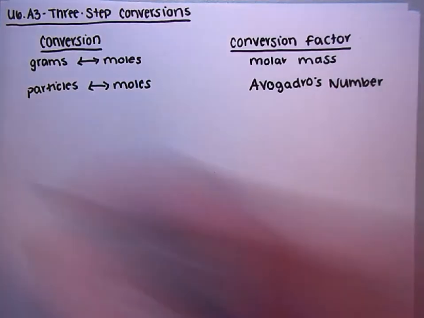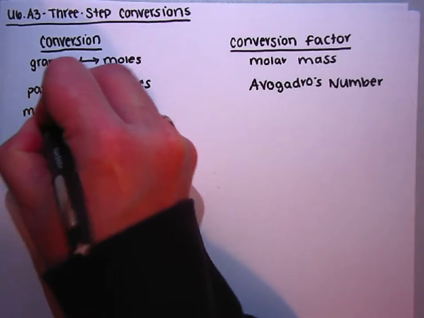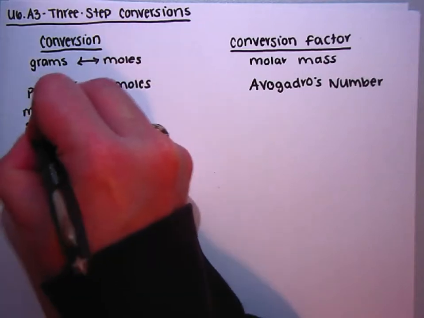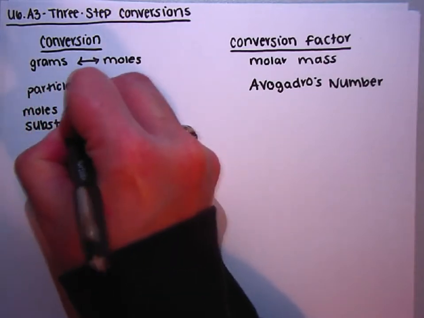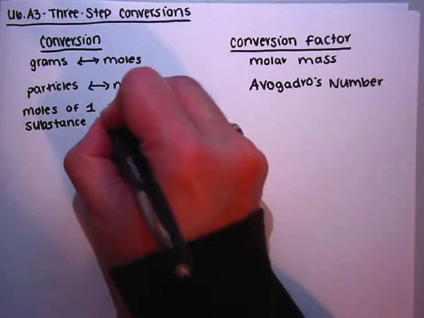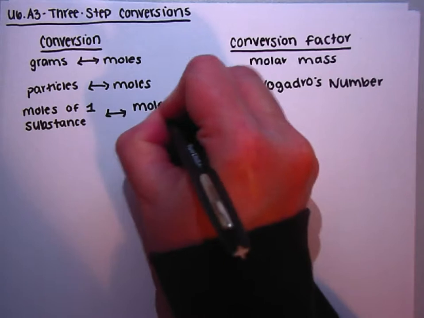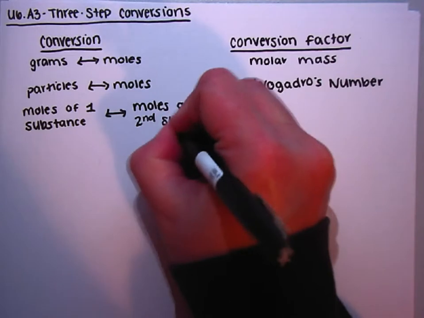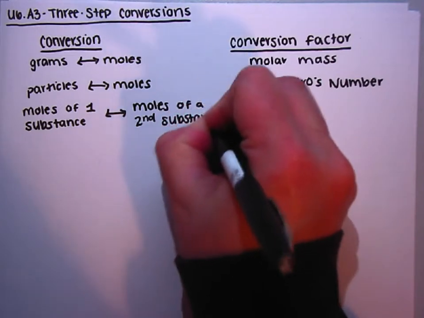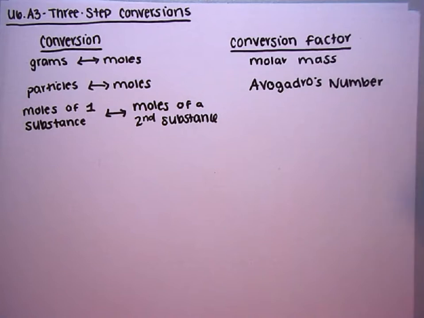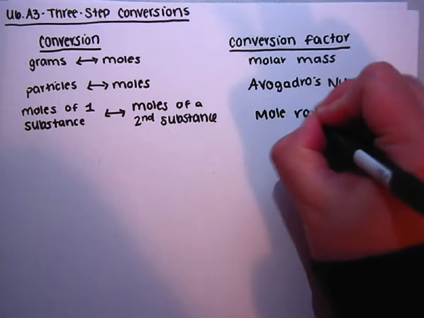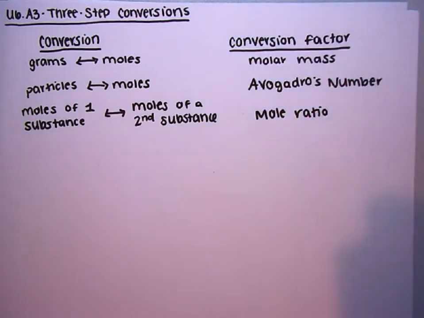And then lastly, if you were trying to convert from moles of one substance to moles of a second substance, let's say we have moles of a reactant and we want to know how many moles of a product we can form, we would use that mole ratio. So those are the three conversions that we are going to be putting together today.